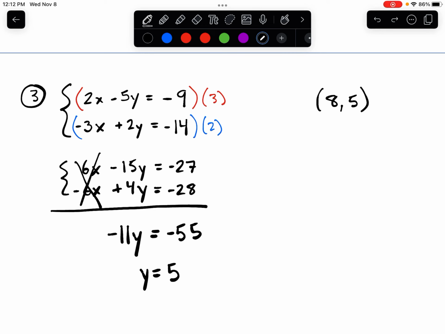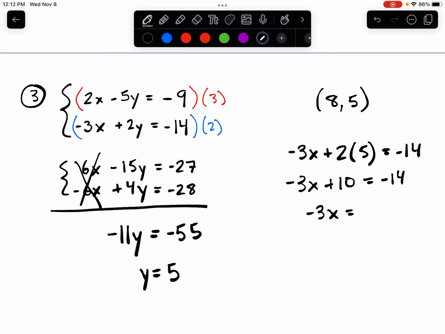So now that we know y is 5, I can pick either of these equations to plug y back into. So let's do the second one. Looks a little bit smaller number. So negative 3x plus 2y, but we're replacing the y with a 5, equals negative 14. So negative 3x plus 10 equals negative 14. We'll subtract 10 on both sides, so that gives me negative 24 on the right. And when we divide by negative 3, we do get x equals 8, and that is what we should expect to get. All right, so we know that 8 comma 5 is going to be my answer.